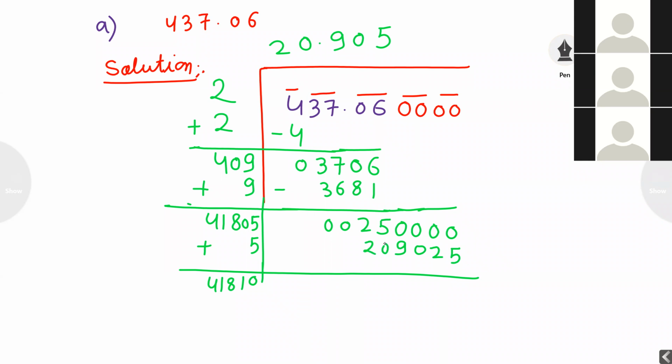Don't say 0 minus 5 is equal to 0. No. We'll take a borrow. 10 minus 5 is equal to 5. 9 minus 2 is equal to 7. Here 9, 0, 4, 0. Now the question is asking, find the square root of 437.06 up to 3 decimal places. Then our answer is 20.905. Are you getting my point, students?